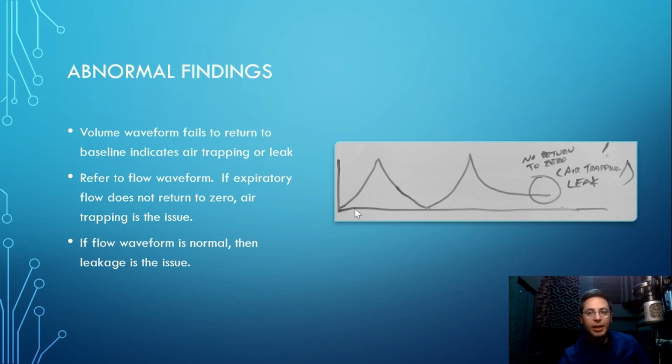Some abnormal things we might see. In this waveform here, we have our gradual increase to the peak, a gradual deceleration here, but then there's no return to baseline here. And again, this is indicative of either air trapping or leak. The way that we differentiate between the two is we can refer to the flow waveform. If the expiratory flow also does not return to 0, then air trapping is clearly the issue. If the flow waveform is normal, then we can clearly identify that leakage is the issue.